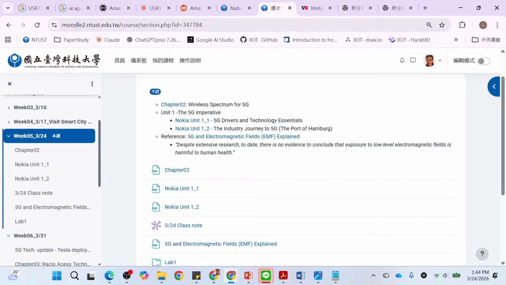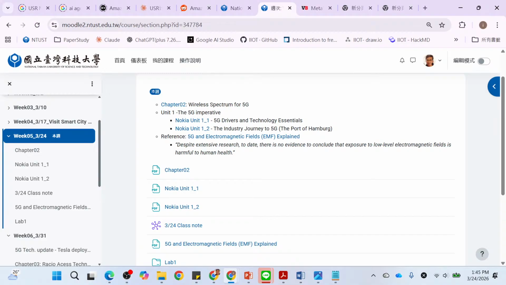Before that, I think it's quite important to know why we have to implement 5G, right? So I will start with the Nokia portal courses first. For Nokia Unit 1, there are 2 portions. The first one is talking about drivers and technology, which will be applied in today's network to improve the operation efficiency.